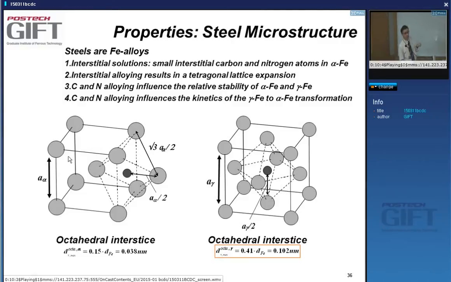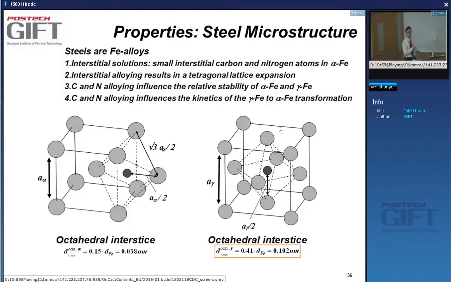It's so high that it has a huge impact on the solubility of carbon in BCC. It's extremely low. In fact, carbon is probably insoluble in BCC iron, and nitrogen also, because the lattice strain is so huge. In comparison, the lattice strain in FCC iron, the high temperature form of iron, is much smaller. And the solubility of carbon in FCC iron is actually relatively high. Up to 2 weight percent of carbon can be dissolved in gamma iron.